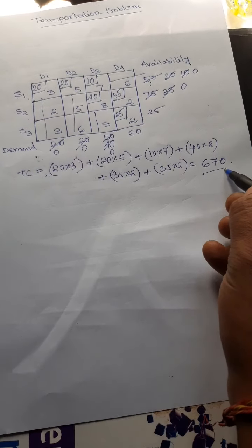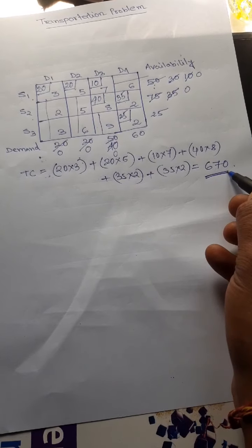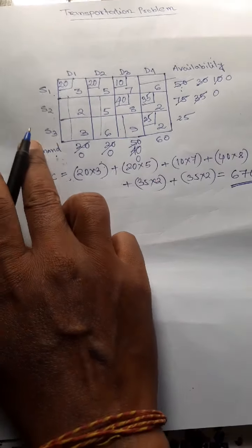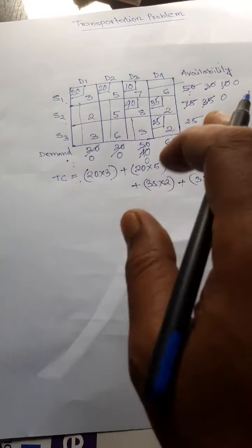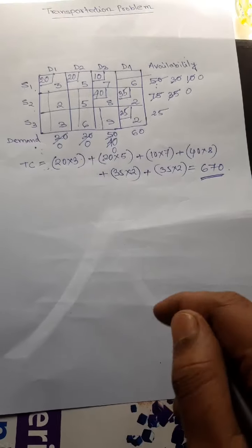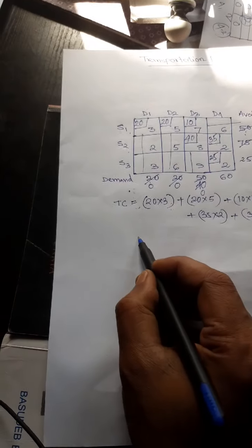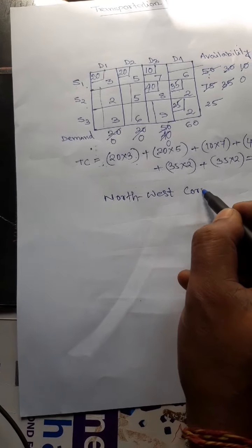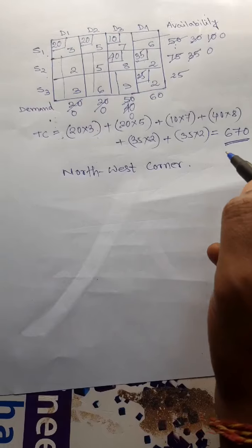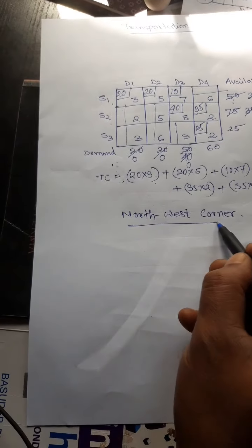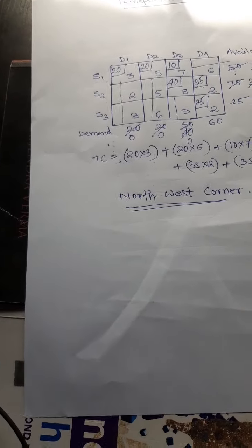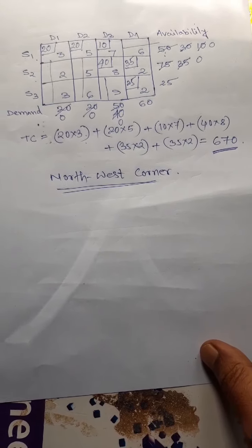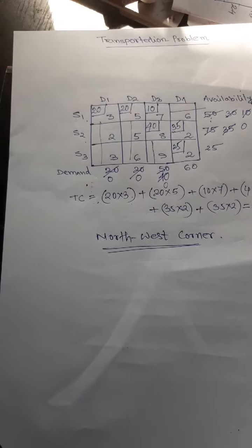So this is one of our basic feasible solutions to transport the products from different supply points to different destination points based on this particular problem. Okay, so this is the northwest corner method, by which we can find the initial basic feasible solution. Again, I am going to tell you how to do that.